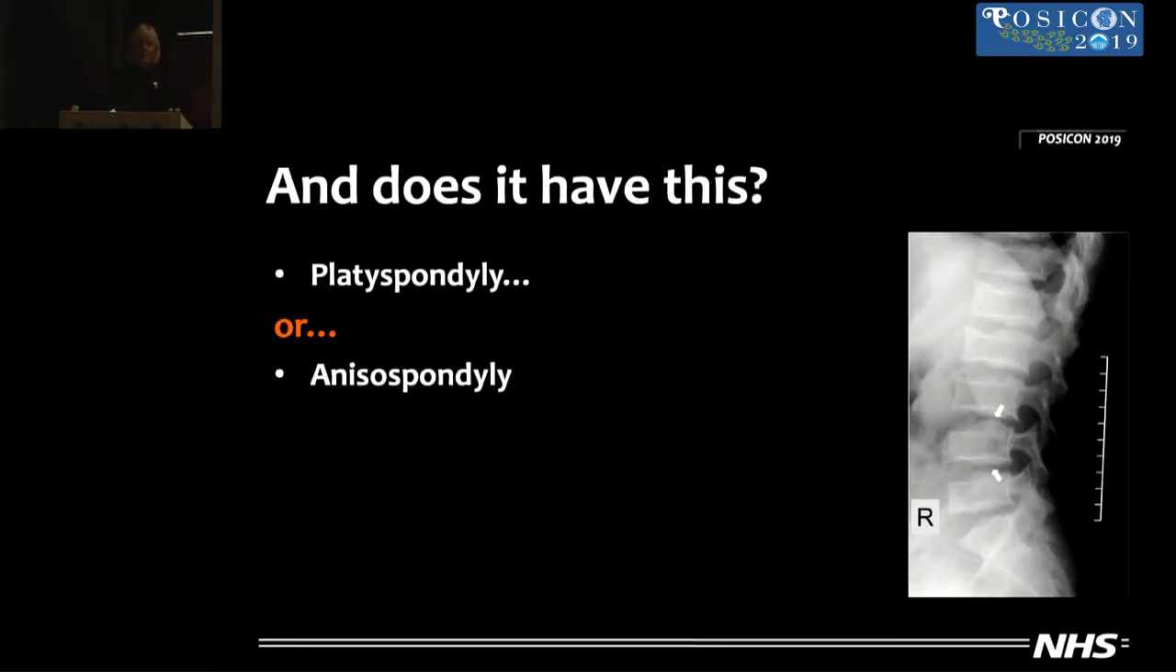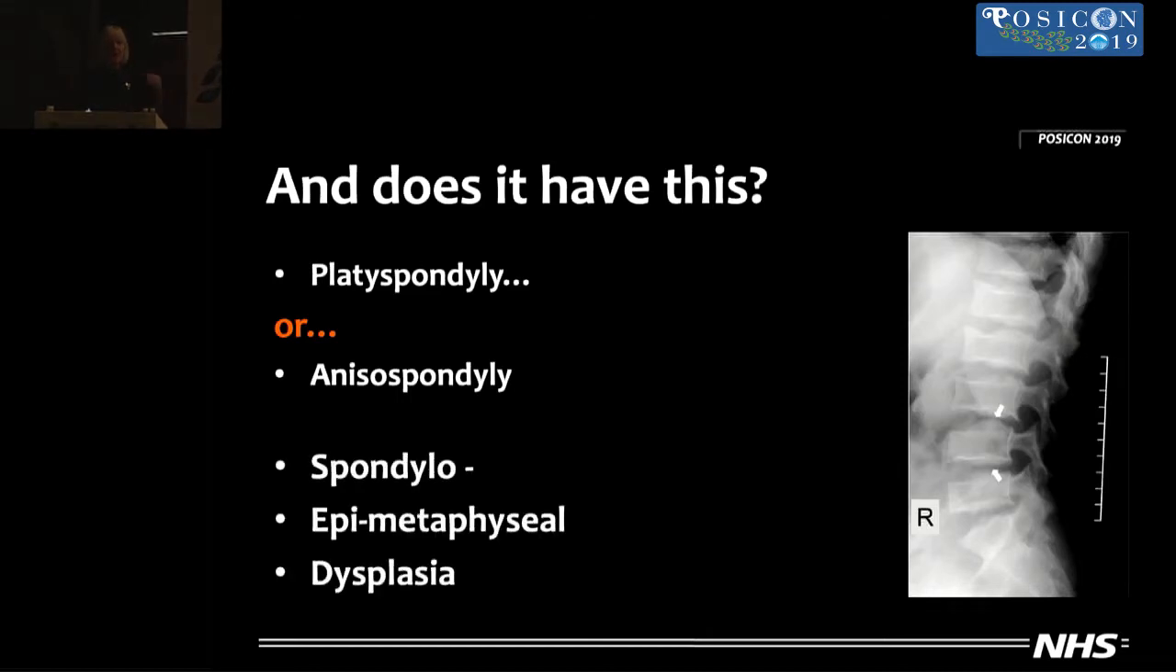And when you've looked at all of that, then you have to ask yourself, is there some abnormality of the vertebral body as well? And if so, then you add the word spondylo. So you now have a spondylo-epimetaphyseal dysplasia. Just a string of words, but at least it begins to help explain what you think the problems are with the child in front of you.